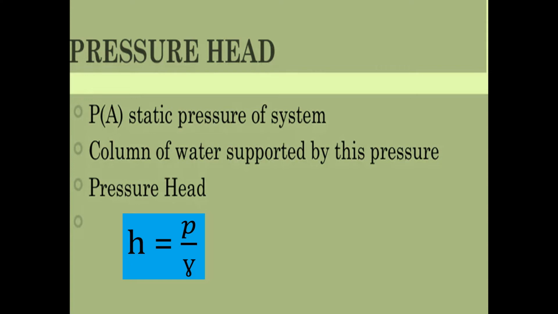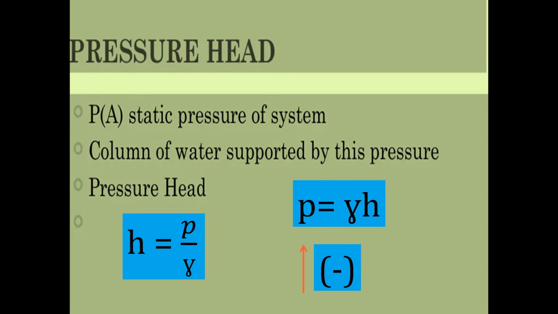As for the pressure head, the pressure in the area is the static pressure of the system. It is a column of water supported by this pressure. Hence, pressure head can be denoted by h equivalent to the pressure over the unit weight gamma. So, solving for pressure, we can say that pressure is equal to gamma h. Going upwards, we will be having a negative gauge pressure. And going downwards, your pressure will be in positive terms.